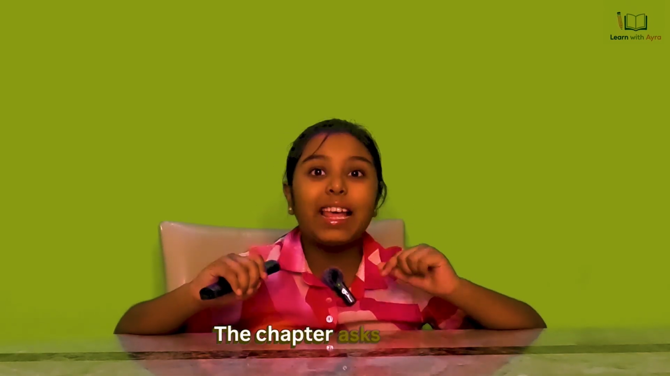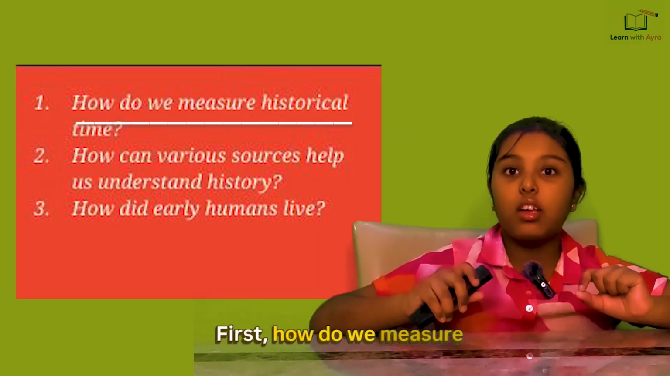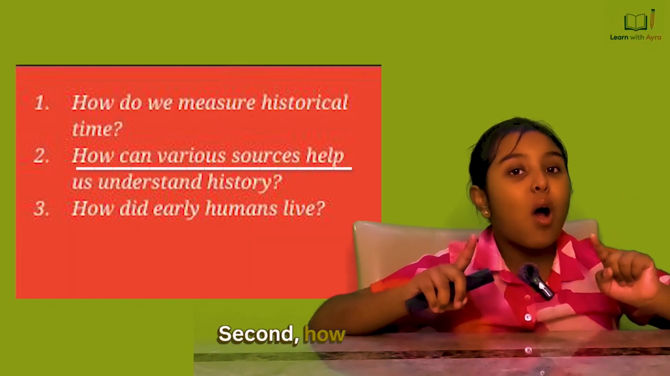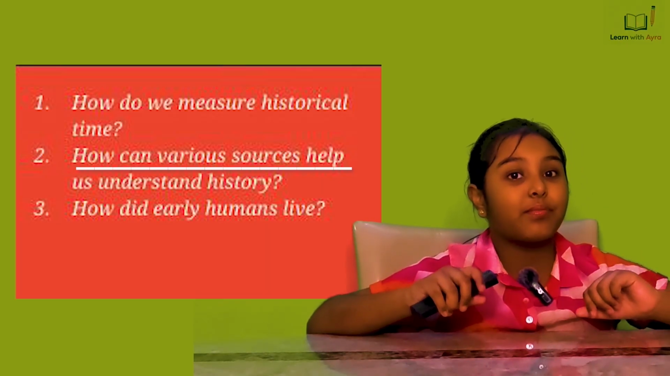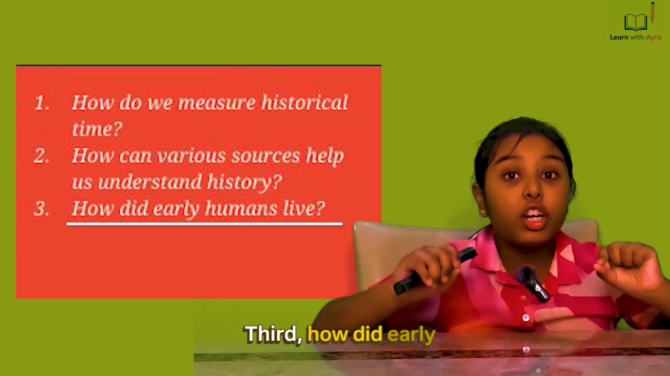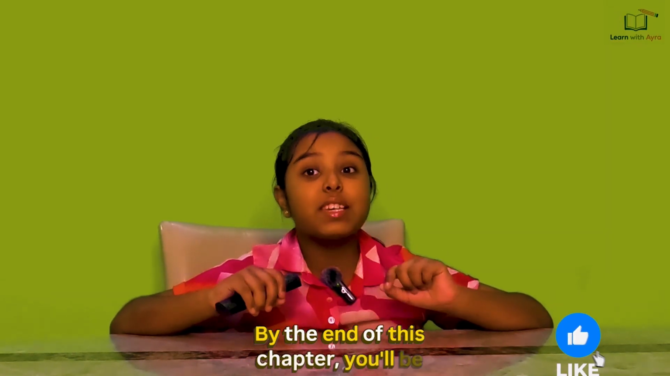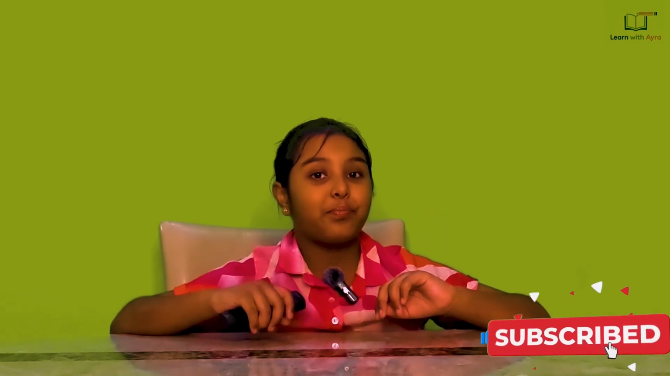The chapter asks us three important questions. First, how do we measure historical time? Second, how can various sources help us understand history? Third, how did early humans live? By the end of this chapter, you'll be able to answer all three questions.